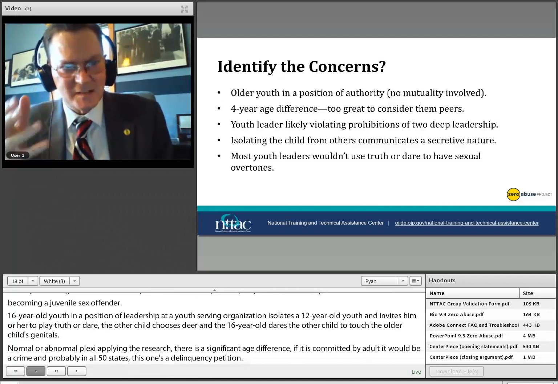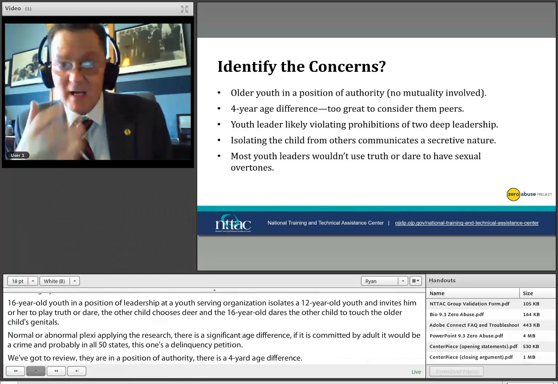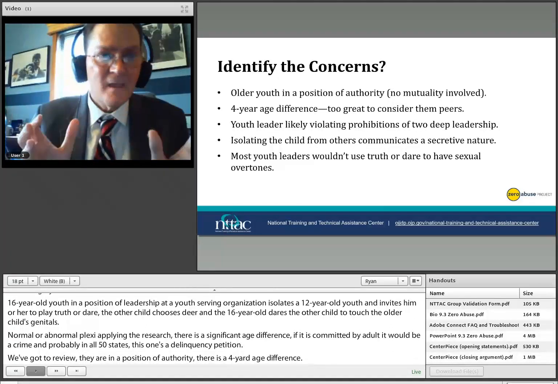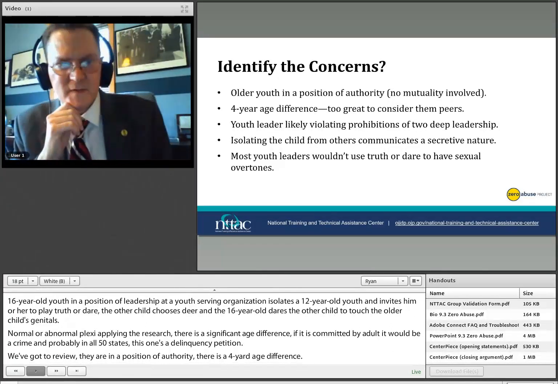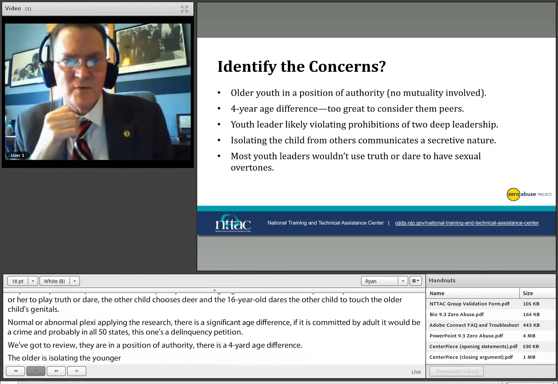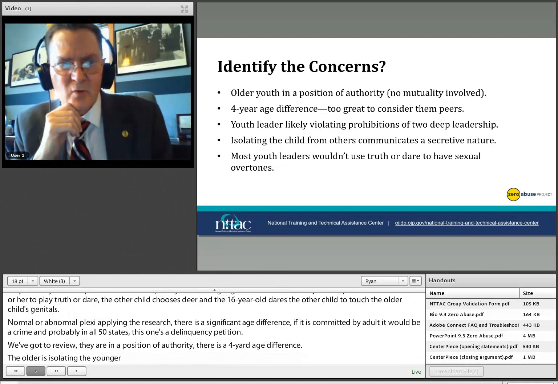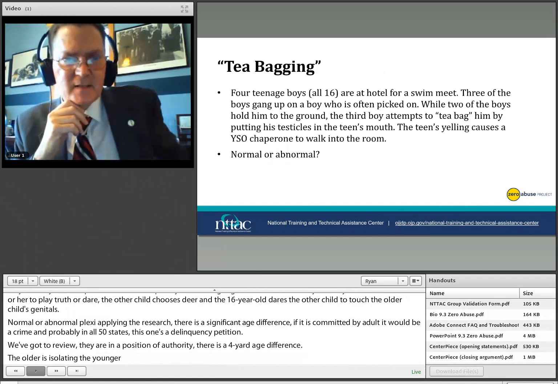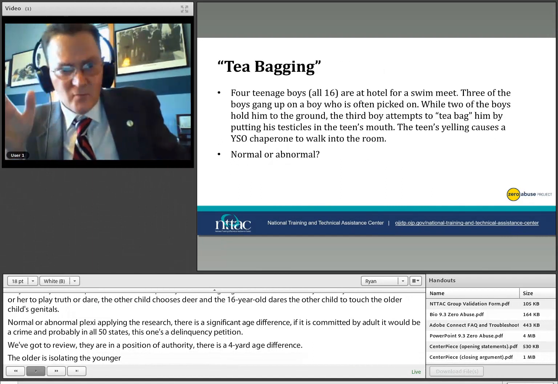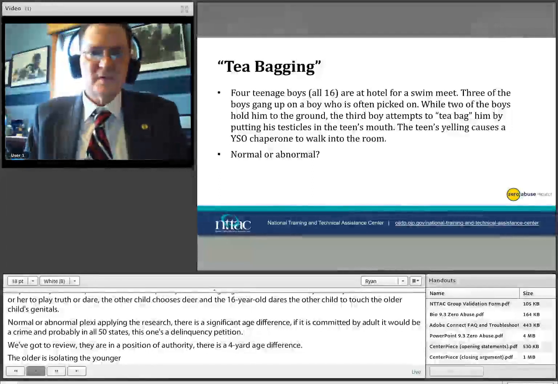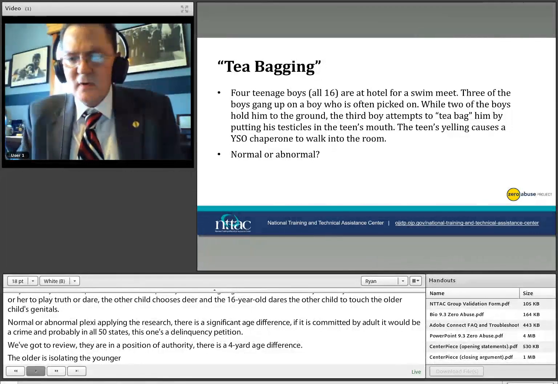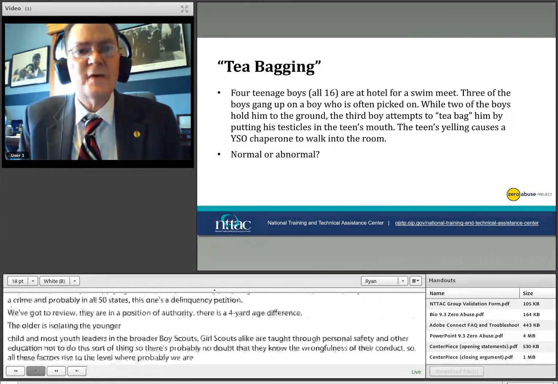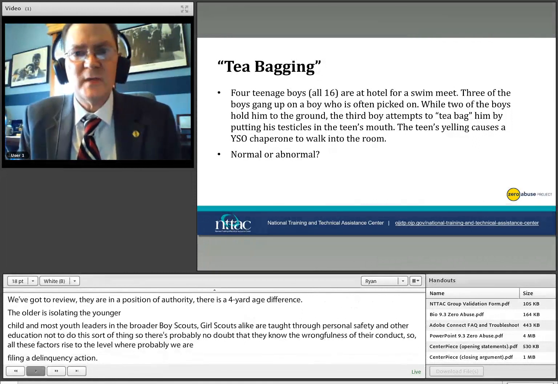A 16-year-old youth in a position of leadership at a youth serving organization isolates a 12-year-old youth and invites him or her to play truth or dare. The younger child chooses dare, and the 16-year-old dares the younger child to touch the older child's genitals. Normal or abnormal? Applying Salter's research, there's significant age difference. If this were committed by an adult, it would be a crime, and probably in all 50 states this warrants a delinquency petition.